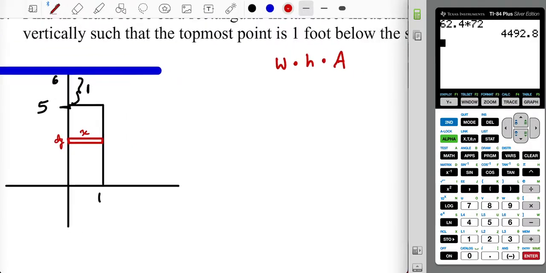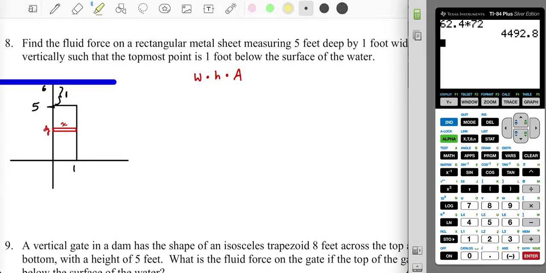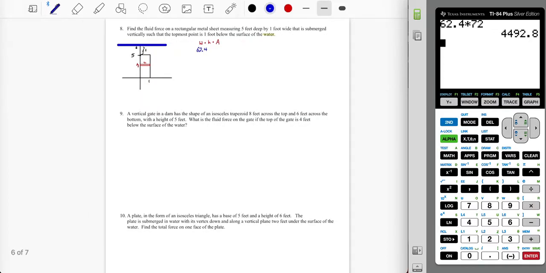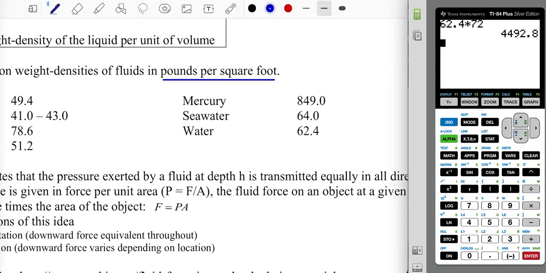The weight density, it is water. So that's 62.4. So again, that's not magic. That's just coming from the table here.